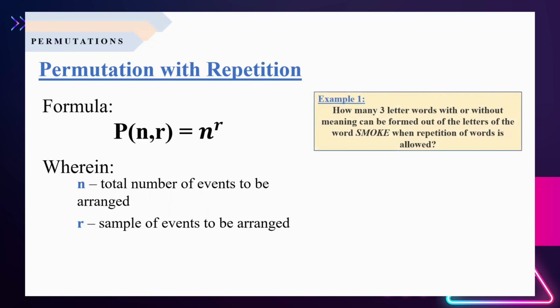Okay? Halimbawa na lang. Example number 1, how many 3-letter words with or without meaning can be formed out of the letters of the word smoke when repetition of words is allowed? So that example is an example of permutation with repetition. Therefore, para isolve yung problem na yan, gagamitin natin ang formula na permutation of n taken r at a time is equal to n raised to the r power.